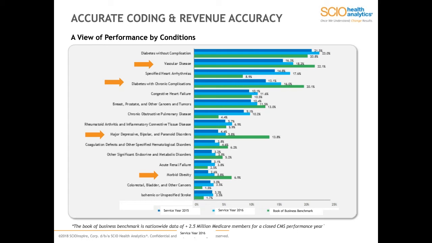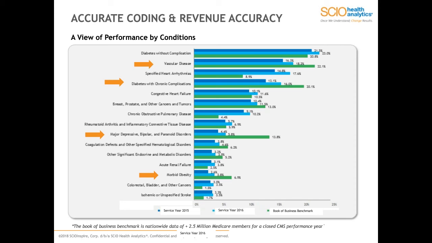One other tool we've been able to apply is a book of business benchmark, so that I can see payment year or service year improvements year over year. In this graphic, the darkest blue is the 2015 service year, and the lighter blue is the 2016 service year. I can see some improvement in my coding capture and revenue accuracy. But when I compare it to the book of business benchmark, I see a pretty big delta in a couple of areas.